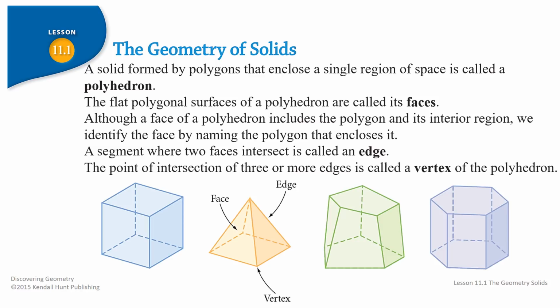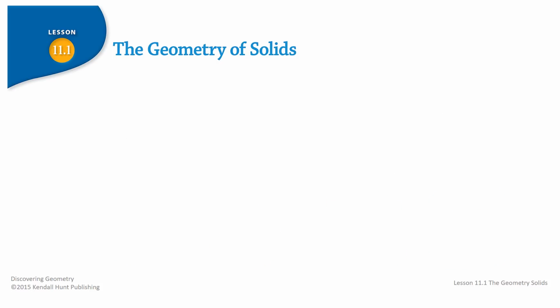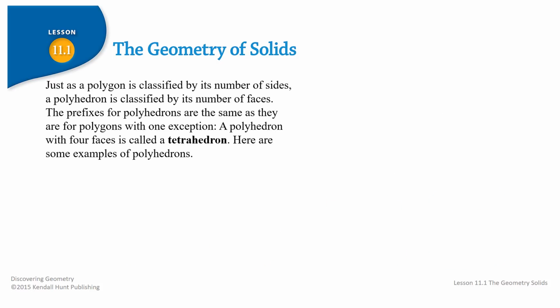Now, polyhedrons can be made up of many different shapes. Here we have a 4-sided polyhedron, a cube. We have a pyramid. We have, it looks like a pentagonal prism. And then we also have a hexagonal prism. Now, when we talk about sides, it's classified by the number of faces.